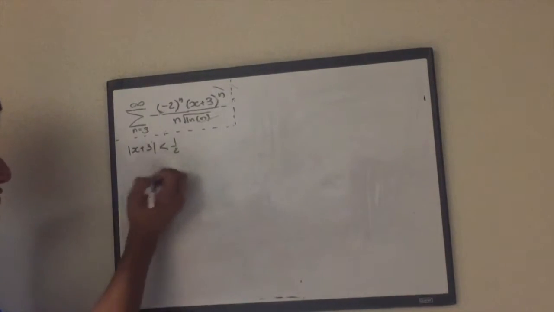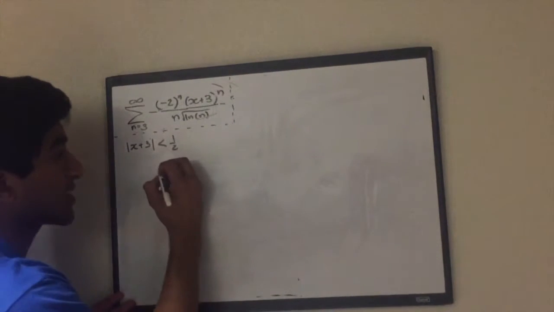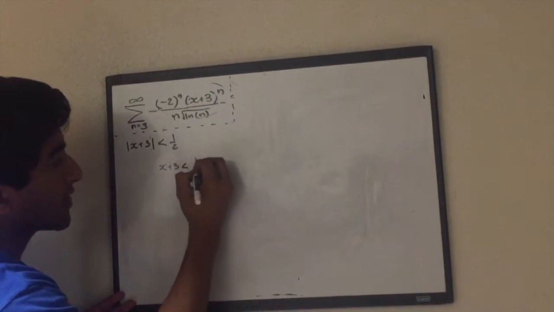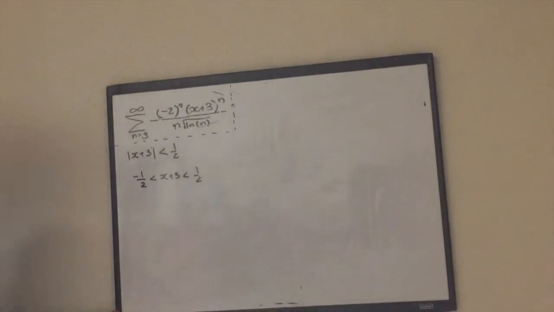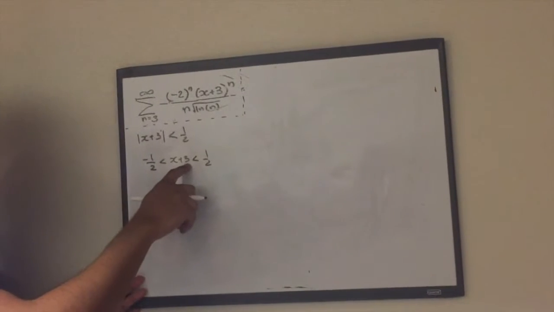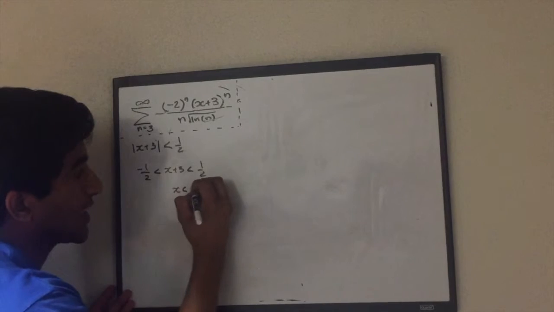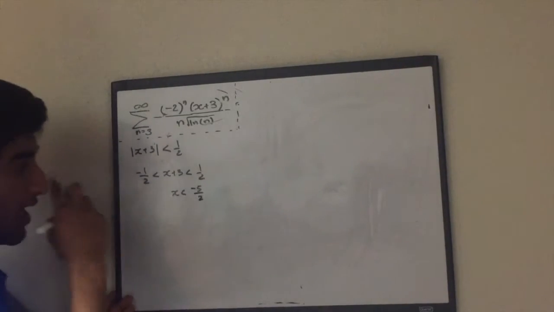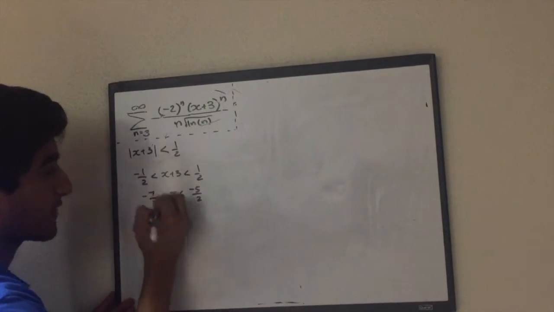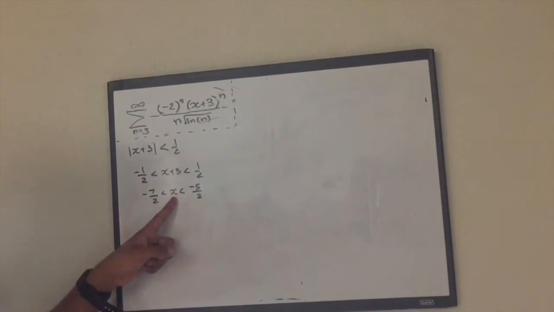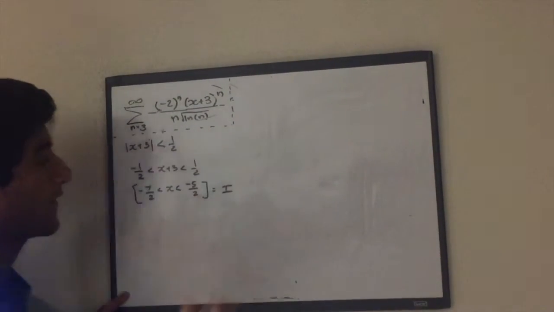Because this is an absolute value, we can split it up into two inequalities. We can say x plus 3 is less than 1/2, and that is greater than negative 1/2. And we can say that 3 is equal to 6 over 2. We subtract 6 over 2 on this side, and we say x is less than negative 5/2. And then we subtract 6 over 2 on this side, and we say x is greater than negative 7/2. And so from that, we have our interval of convergence. So this right here is equal to I.